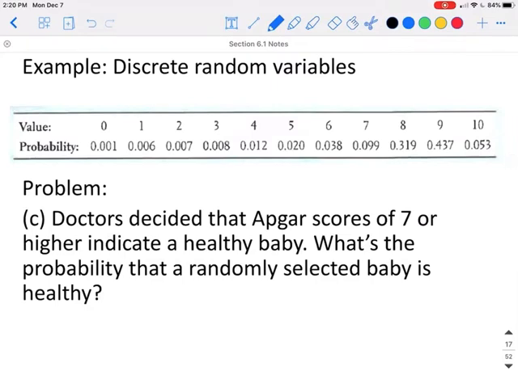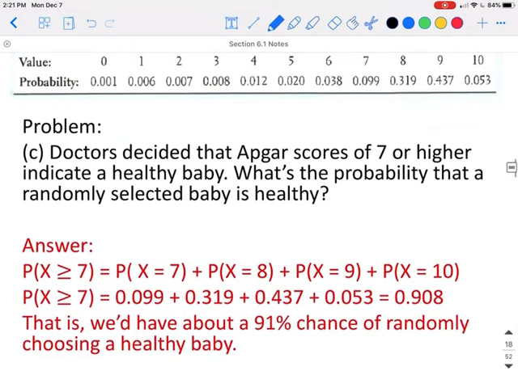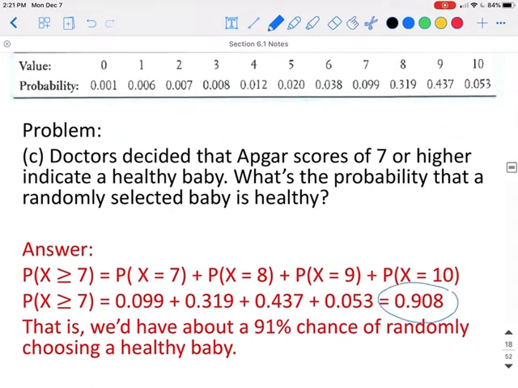So doctors decided that an Apgar score of 7 or higher indicates a healthy baby. What's the probability that a randomly selected baby is healthy? So if they score 7 or higher, they are considered a healthy baby. So to find this, we can just add those probabilities together. And if we add those probabilities together, we're going to get 0.908, or approximately 91% chance that if you randomly select a newborn baby, it will be healthy.